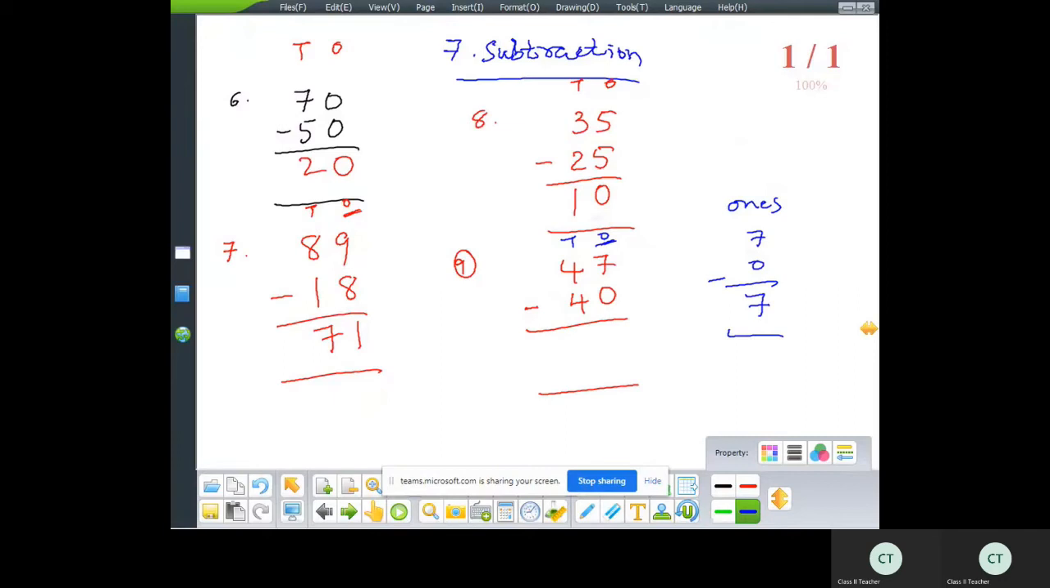7 minus 0 is 7. Now subtracting on tens. 4 minus 4: subtraction of the same numbers, we get 0. 4 minus 4 is 0. As a number starting with 0 has no value, the answer is only 7. 47 minus 40 is 7.